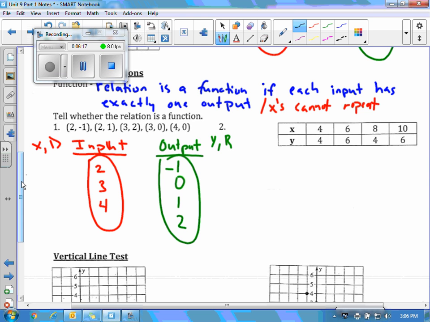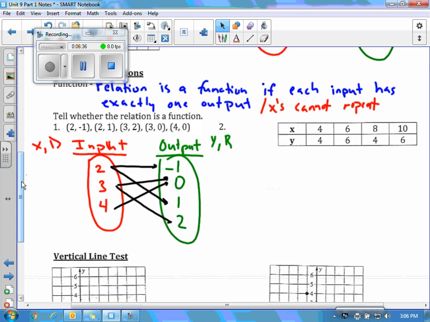So now I need to connect my inputs to my outputs. So if you look at my first ordered pair, it's 2, -1. So I need to draw a line from 2 to -1. Then I have 2, 1, so I need to draw another line. I have 3, 2. And then I have 3, 0, and then I have 4, 0.